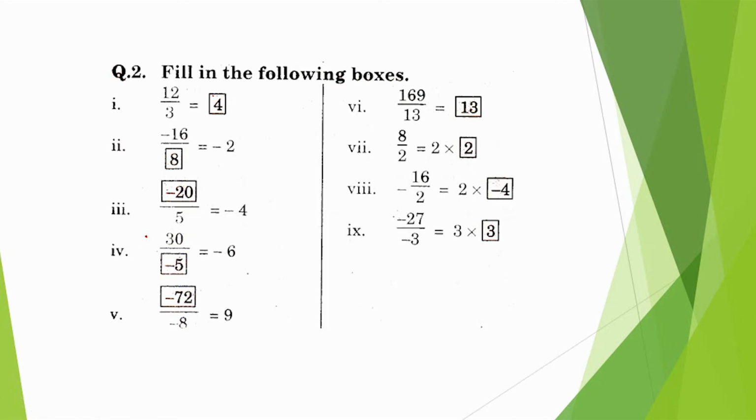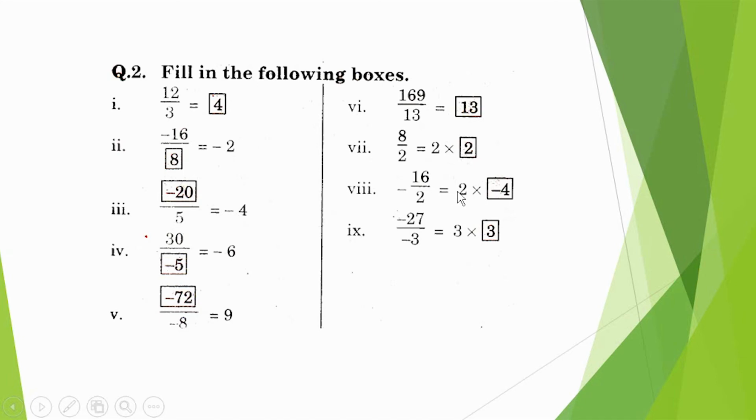Now 8 dividing by 2. 2 ones are 2, 2 fours are 8. Left hand side is equal to 4 and right hand side is equal to 2 multiply box. There will be 2 on both sides. 2 twos are 4 and 2 fours are 8. Now 2 ones are 2, 2 eights are 16.